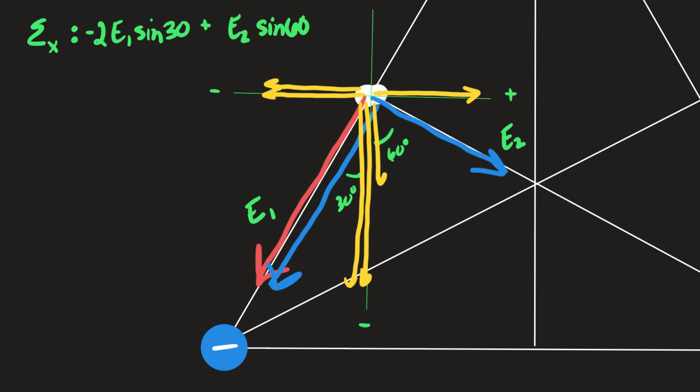Okay. And then in the y direction, looks like I'm going to have negative 2 times E1 cosine 30 minus E2 cosine 60. Okay. I feel pretty okay about all of that. Do you guys feel okay about all that? All right.